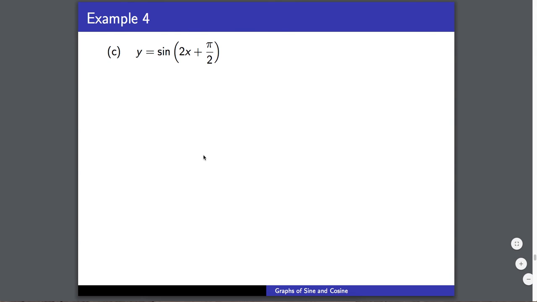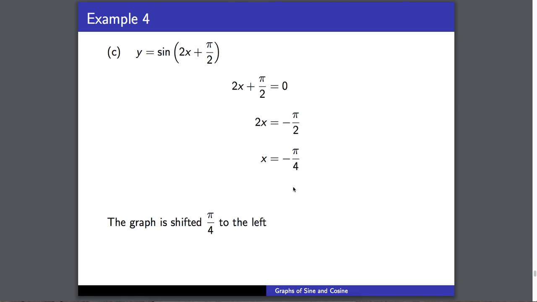Part C, we have y equals the sine of 2x plus pi over 2. This time we have a coefficient in front of x, which is going to be a horizontal compression by a factor of 2. So set 2x plus pi over 2 equal to 0. Subtract pi over 2 from both sides. We get 2x equals negative pi over 2. And then either divide both sides by 2 or multiply both sides by a half. I'd probably do the latter. Multiplying both sides by a half gives us x equals negative pi over 4. Because it's negative, we are shifting our original graph pi over 4 units to the left.